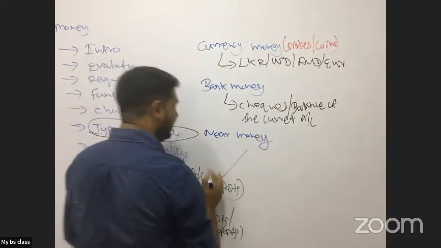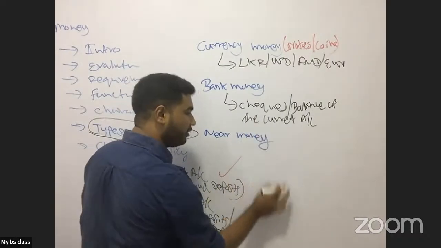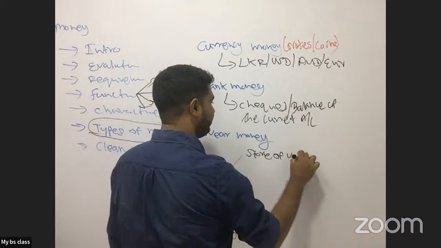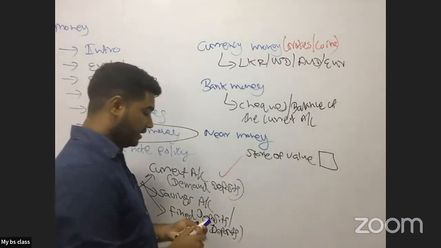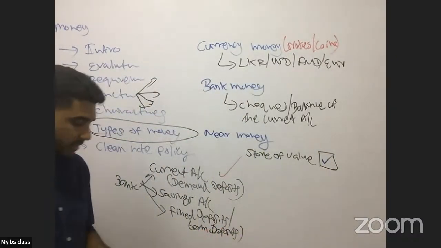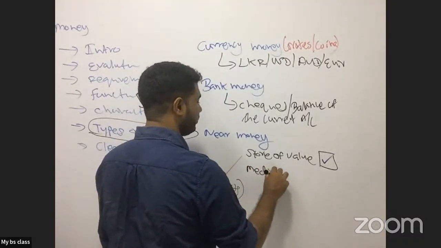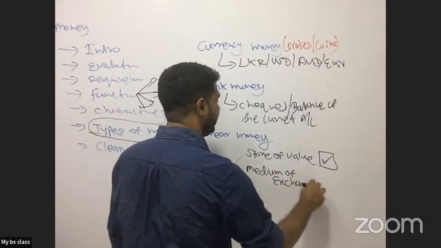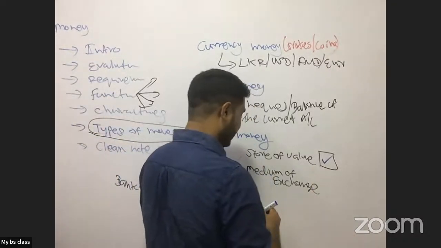Now, out of that, near money acts as a store of value. So, out of the four functions, it will perform store of value, so I'll put a tick. But the function called medium of exchange, it does not perform.